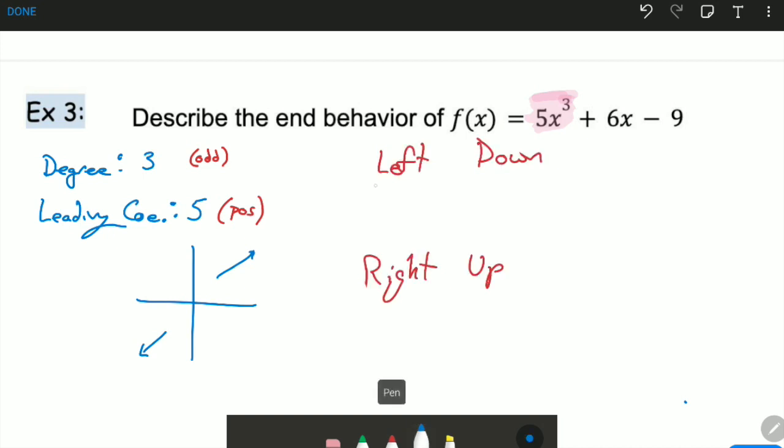Now just turn that to mathematical. So left is x approaches negative infinity, while down is y approaches, well, negative y values are down, so negative infinity. And then for the right end behavior, right is x approaching positive infinity, positive x values on the right, and up is y approaches positive infinity as well, because positive y values are up.